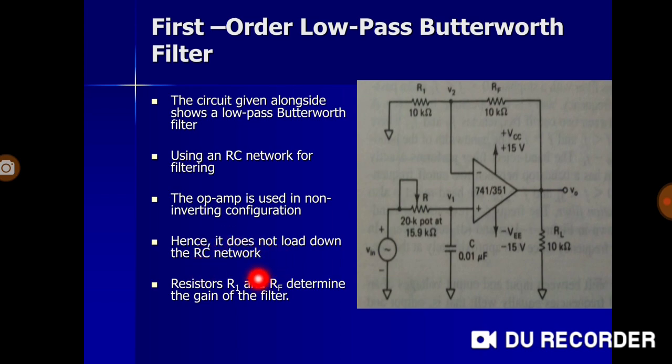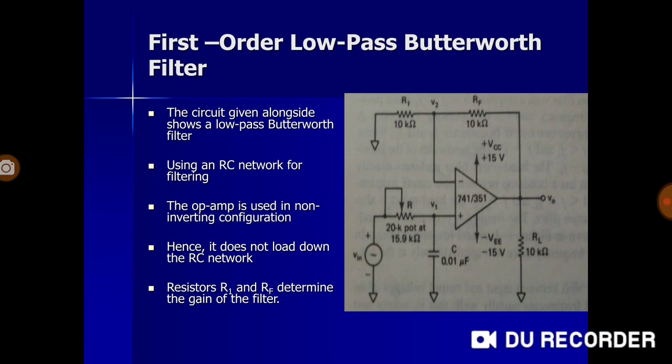Now when we say that the op amp is used in the non-inverting configuration, it does not load down the RC network. So whatever signal is over here is being sent through the non-inverting input terminal, and it does not hold any of the impedance back here. So that is why it does not load this particular RC network. And RF and R1 are used for determining the gain of the filter.